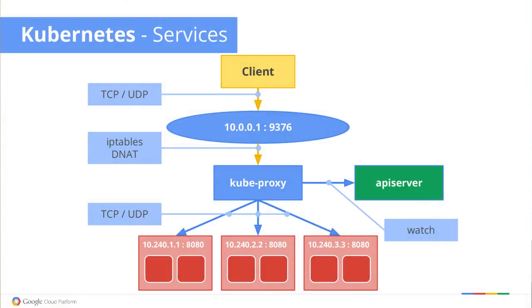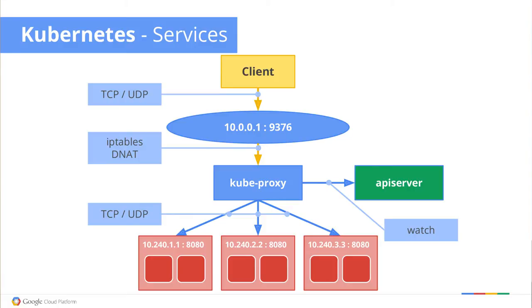I'm one pod on the Kubernetes cluster, and I want to talk to a service. Somehow I look up the IP of that service and hit it. Then on the actual Kubernetes node that I'm running on, we do IP tables DNAT, where we recognize you want to talk to something we know is a service. We're going to reroute you to what we call the kube proxy.